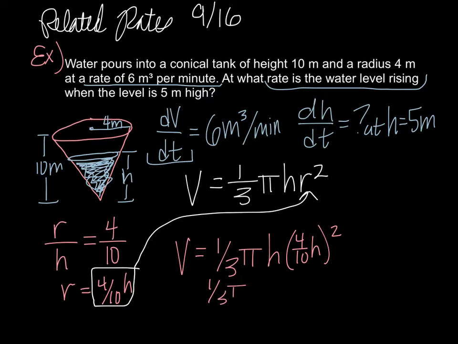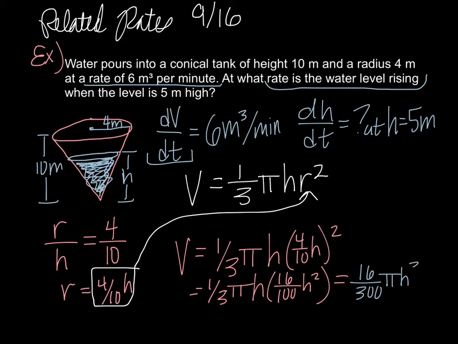So we have 1/3 pi h times 16/100 h squared. Notice all these variables are right next to each other, so I can multiply them. I'm going to multiply all of them, and I'm going to have 16/300 pi h cubed. Okay, this is going to be much more helpful.